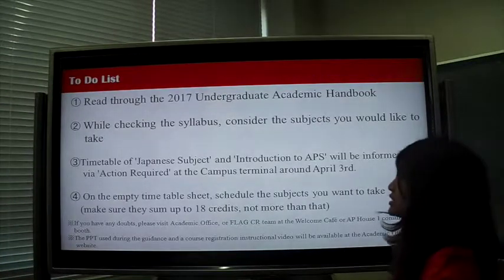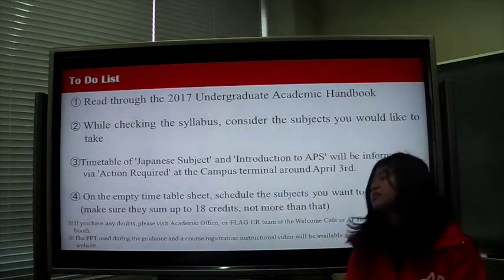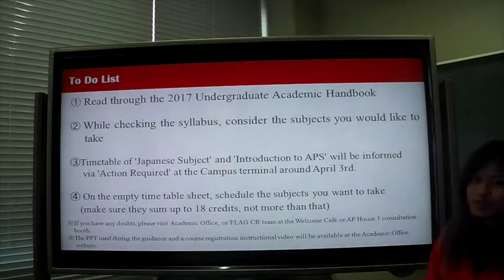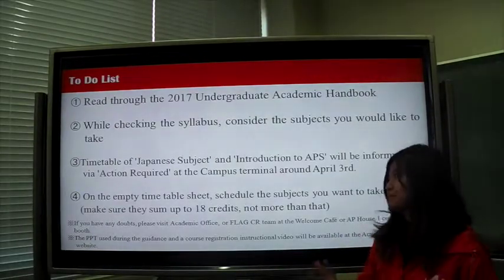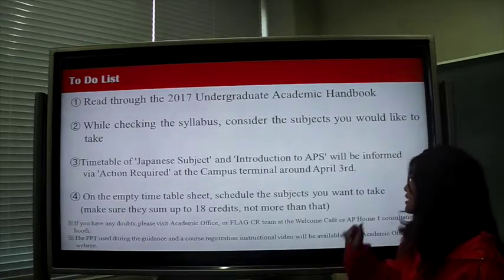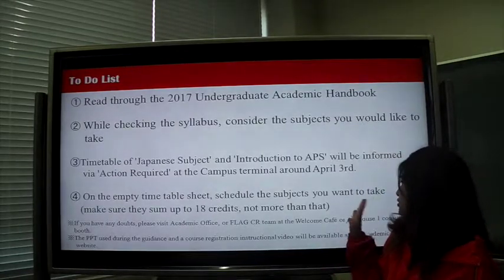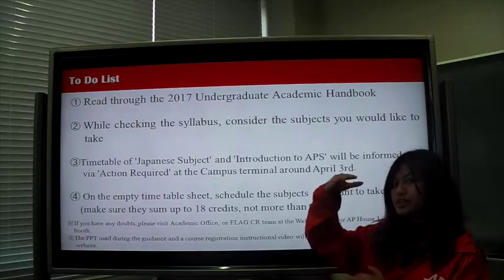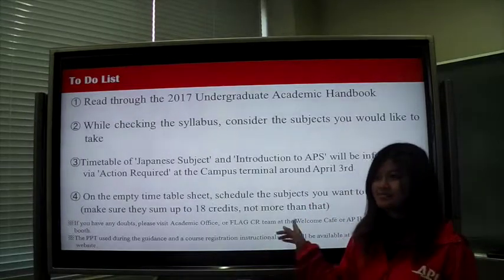So from now on, these are your to-do lists. Number 1, read through the handbook again. Number 2, read your syllabus again. Number 3, choose your subject in your timetable and make sure that, for number 4, you fill it up to 18 credits. Thank you for listening.